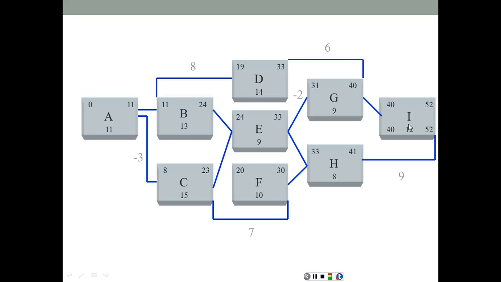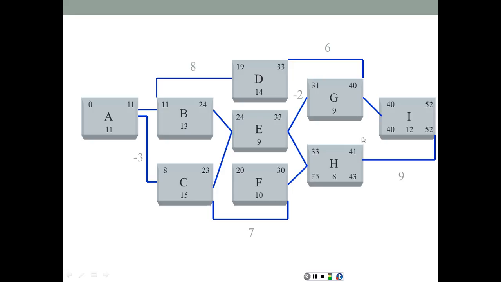Now think about it for a second. Where is the longest path? Which path gives the largest numbers? Someone might get confused and say, well, H is 41 and G is 40, so H is longer. No, that's a trick, because H goes to the end, but G goes to the beginning, and we found out that G is the one that drives I, therefore G must be the one that's critical.